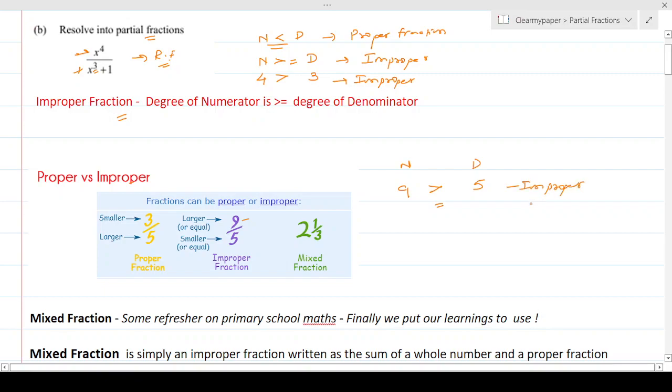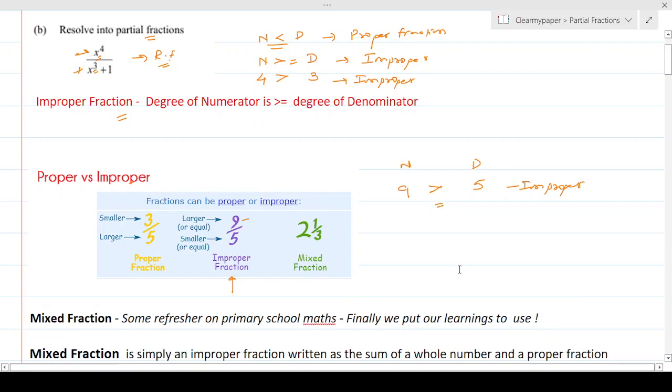In the world of polynomials, it's the same concept, because we are going to have polynomials. So instead of whole numbers, we will just talk about the degrees or the powers of the unknown variable x, if it's just one variable. We'll take the powers of x in the numerator and compare against the denominator. That's the only difference. Otherwise, the definition of something in the numerator being bigger than something in the denominator remains the same, and that's what we call an improper fraction in the world of numbers.